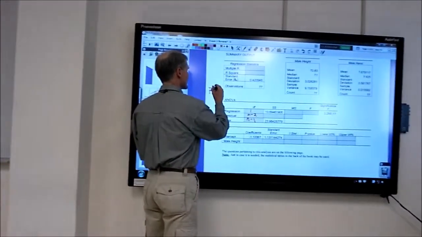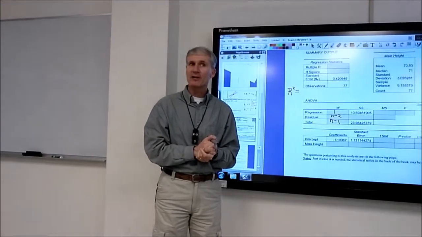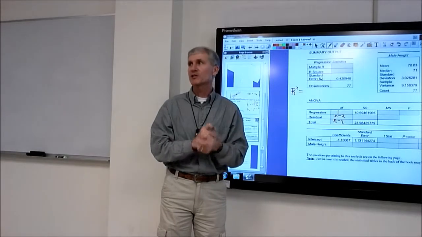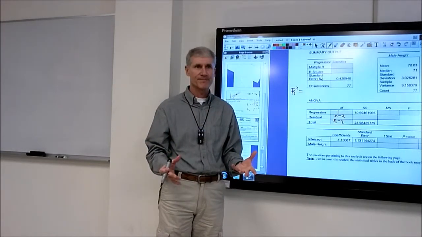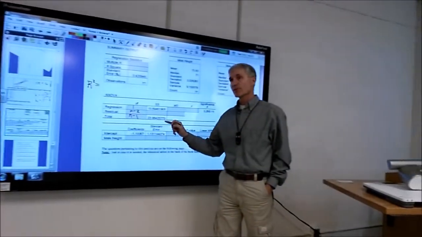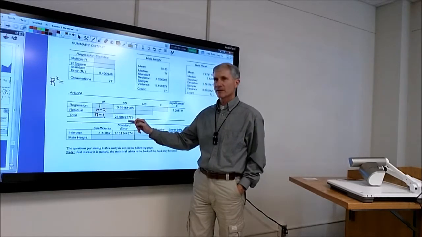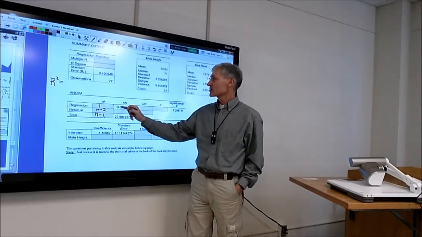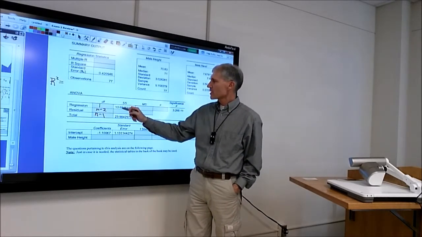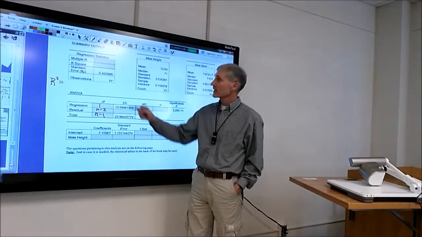R squared is the percent of the variability in the y variable that can be explained by the x variable. That's the interpretation of r squared, right? So this sum of squares total is the total variation in the y, 23.98. What percent of that is explained by the model? That's the sum of squares for regression. So you take sum of squares for regression, divide by sum of squares total, and that gives you R squared.